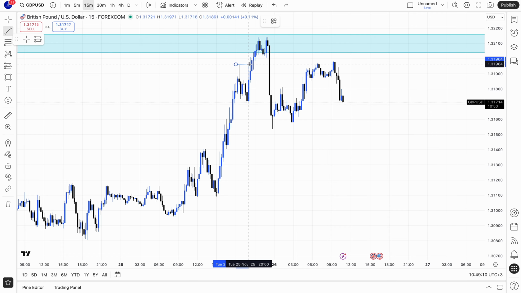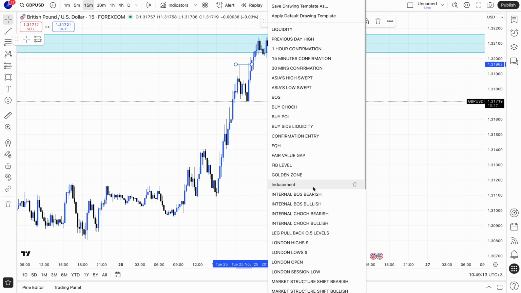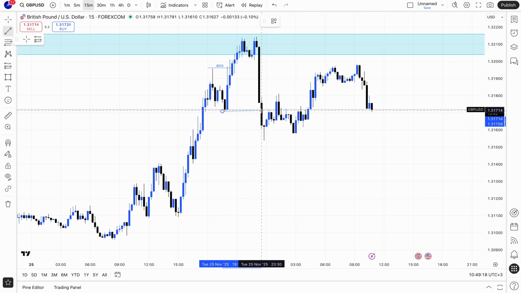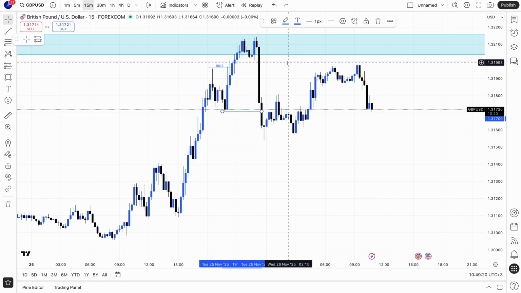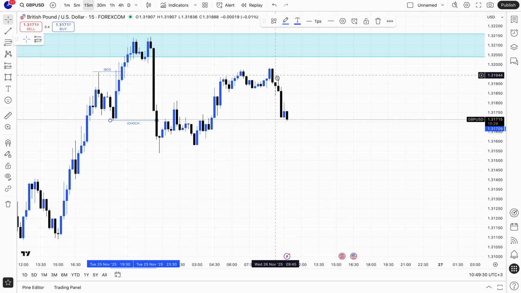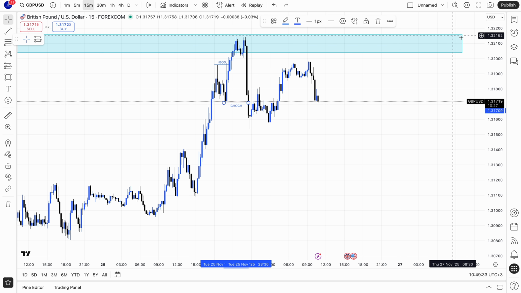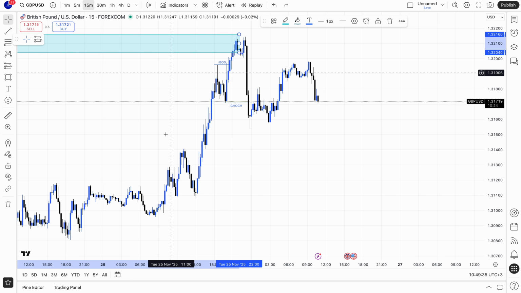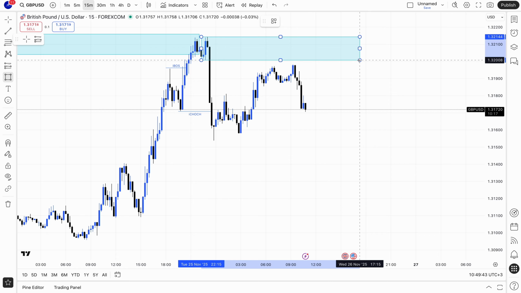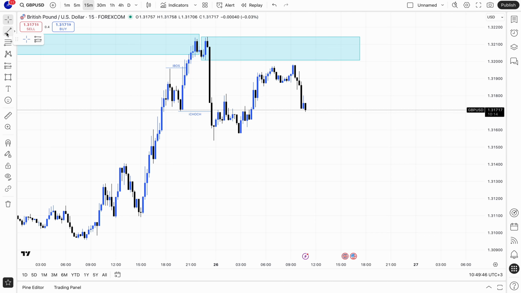Then you can see we had our break of structure to the upside, then had our change of character to the downside internal structure. That means the external structure is bearish and the internal structure is also bearish. Now, after getting our internal change of character to the downside, then we have our sell order block for internal structure. You can see it, which is this one.